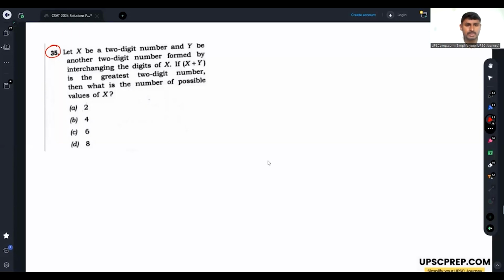Let X be a 2-digit number and Y be another 2-digit number formed by interchanging the digits of X. Okay. Let's say X के जो digits है, these are A, B. So how I can write it in the expanded form? It will be 10A plus B, because A is at the 10th place and B is at the unit place. So 10A plus B. So what will be the Y? Y will be BA. It will be equal to 10B plus A, right?